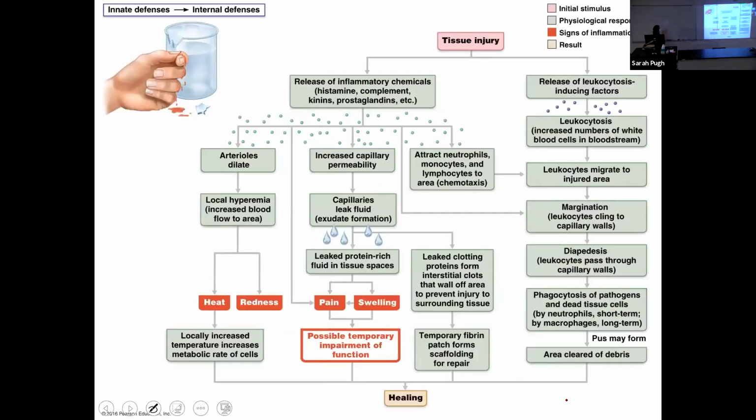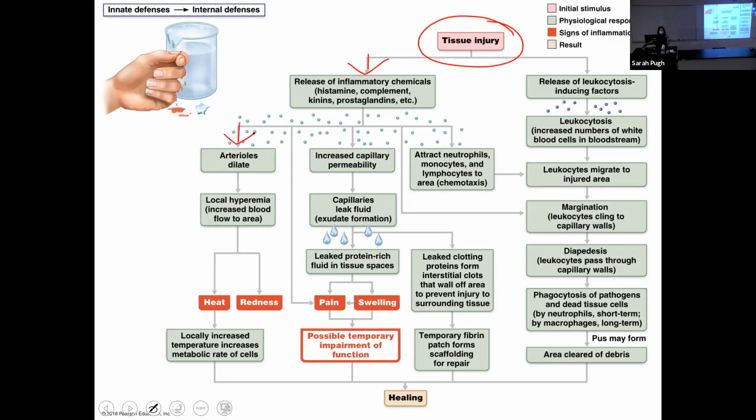So this is the inflammatory response. It's everything that we just talked about, but in a flow chart. So let's do it again from this visual. So you can see here, you've damaged your tissue. First thing that's going to happen is any tissue cells that have been damaged are going to start to release inflammatory chemicals. So this is going to include things like histamine, complement proteins, prostaglandins. All of those are inflammatory chemicals. And it's going to cause all of these things to happen.